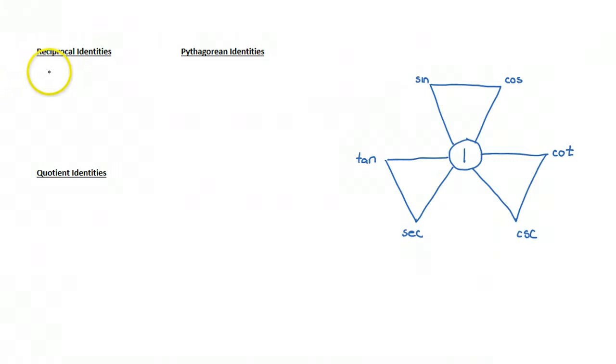So I see that, for example, cosecant theta is equal to 1 over sine theta. Secant theta is equal to 1 over cos theta, and cotangent theta is equal to 1 over tan theta. So there's your first set of identities that you can get directly from this.